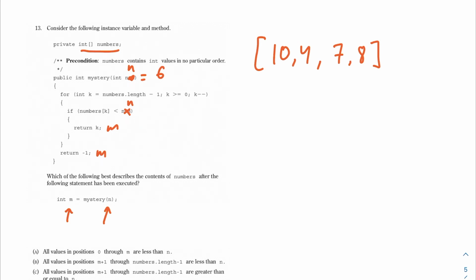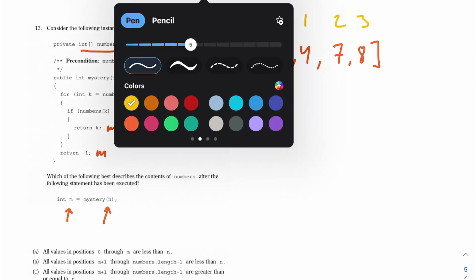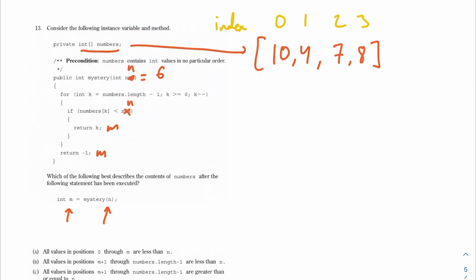So we're calling mystery with 6, and we're saying that numbers is this array here. We're going to loop through this array backwards, starting at, if we have our 0, 1, 2, 3, we start our loop at k is equal to numbers.length - 1. So the length is 4, 4 minus 1 is 3. So we're going to start at the last element in our array. We're going to make sure that k is greater than 0, and we're decrementing k each iteration of the loop.